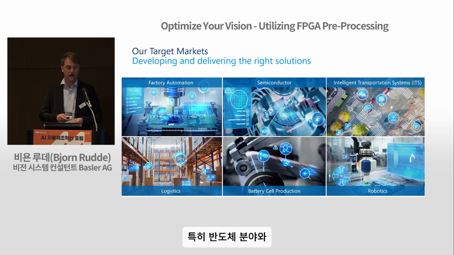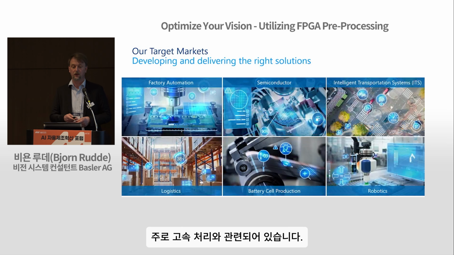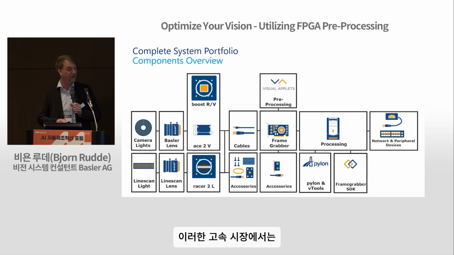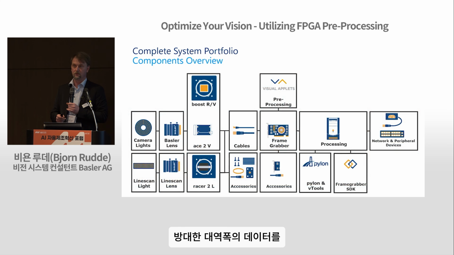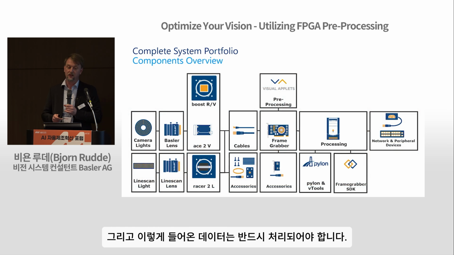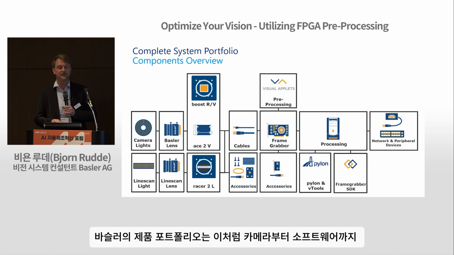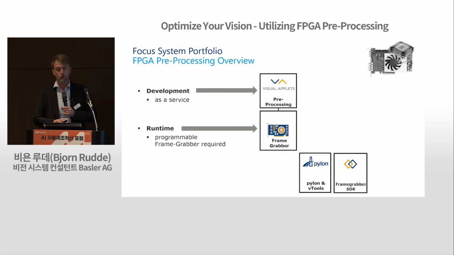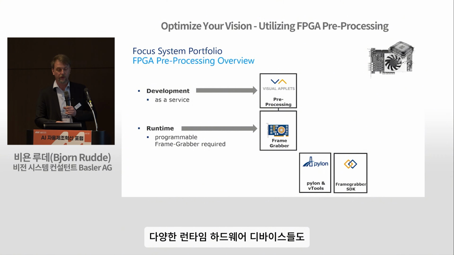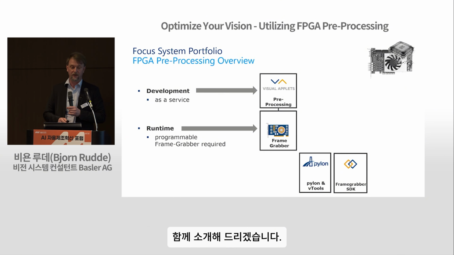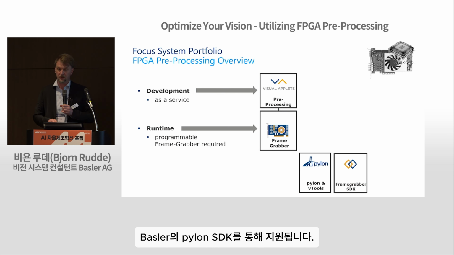So when it's right now about the semiconductor, the factory automation and so on, it's very often about high speed. So these high speed markets, they have different cameras, high speed cameras, and this delivers a high bandwidth of data coming into the software system. And this data needs to be processed. So while this is a complete system portfolio, I will now today focus on the development of FPGA preprocessing and at the same time showing the different runtime hardware devices we have for this. This is of course supported by Basler Pylon and the frame grabber SDK.